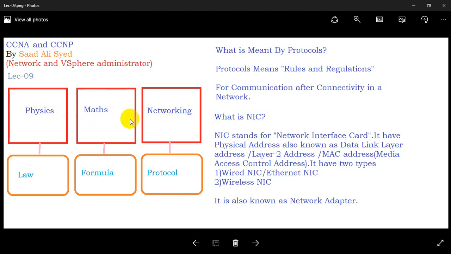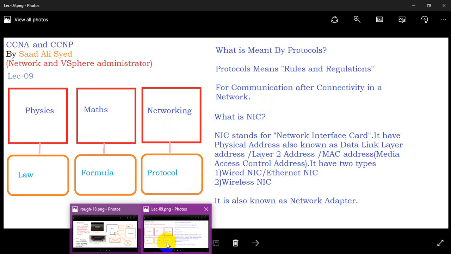So now look at this diagram. In physics, you know that we use laws for solving a problem. But in maths, we use formulas for solving a problem. But in networking, we use protocols for solving a problem, for solving communication problems. Because we have already explained to you, you can also look at this. Which one? This one.